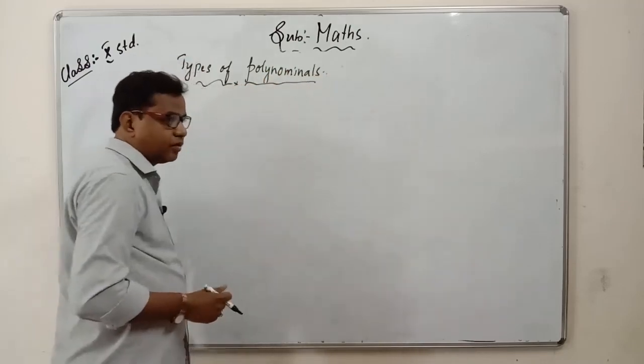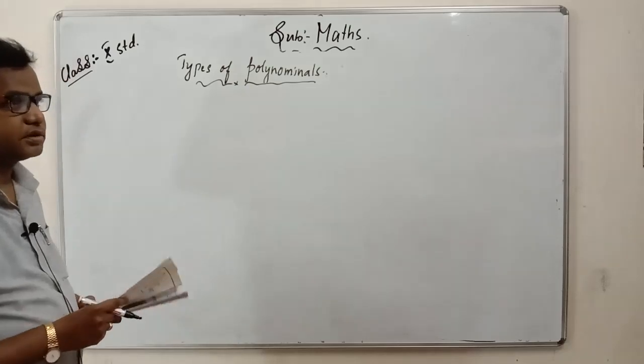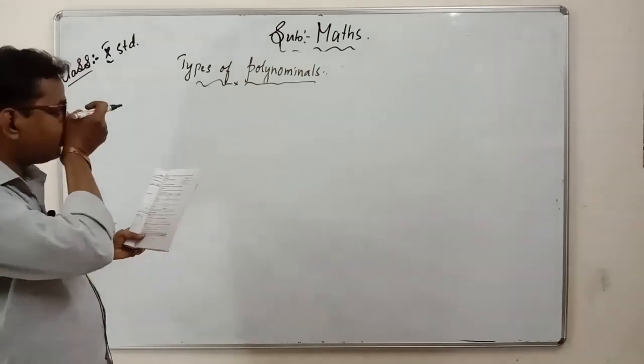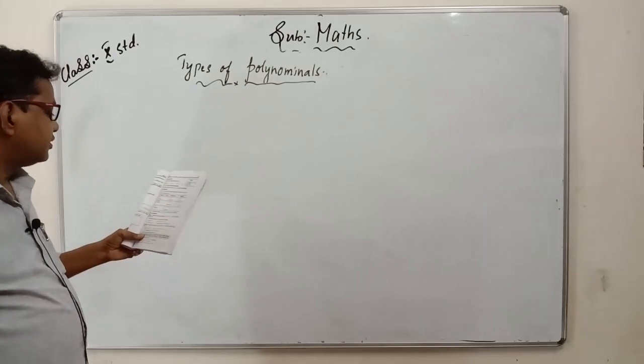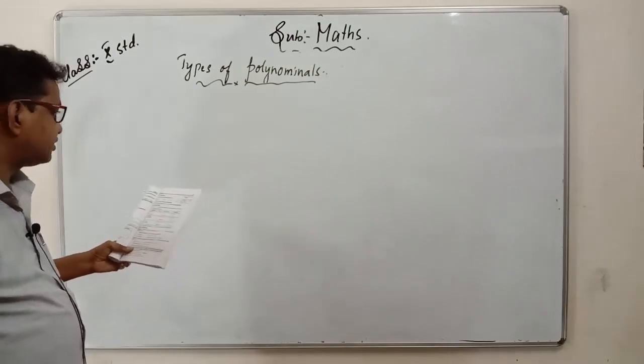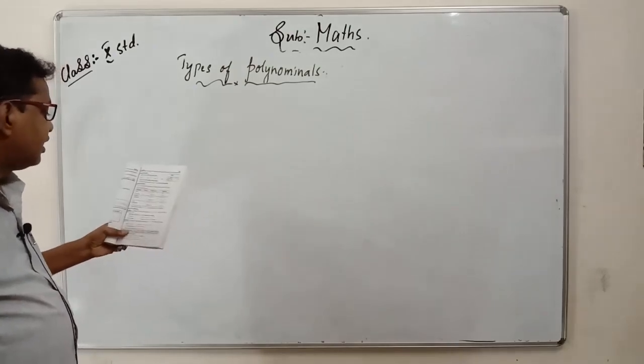So for this I have one chart here. So let us go through the chart first. Let us see how many types of polynomials are there, and we'll have the general form also, and examples also.